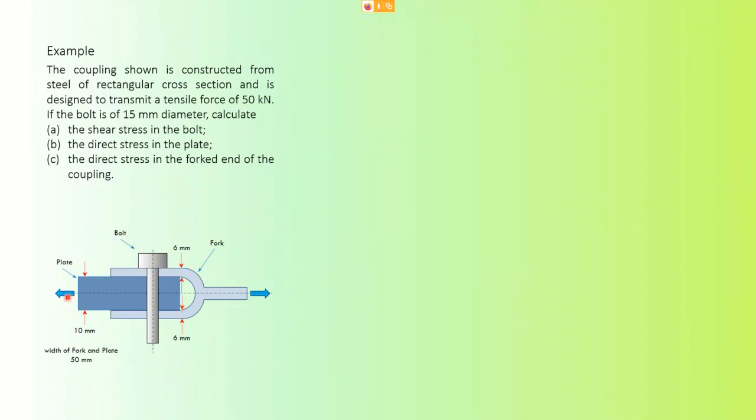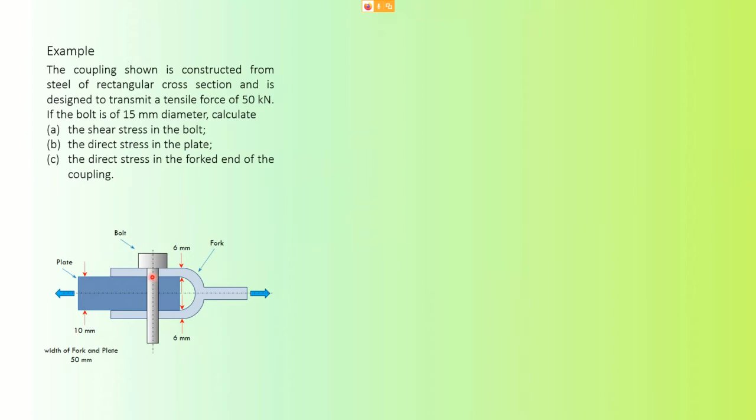So that the force can be transmitted from this plate to the fork. And the bolt is 15 mm in diameter. This bolt here is circular, so the diameter of this bolt is 15 mm. What happens is when you apply force here, this bolt will tend to be sheared into two parts. So there will be a shearing stress on the bolt.